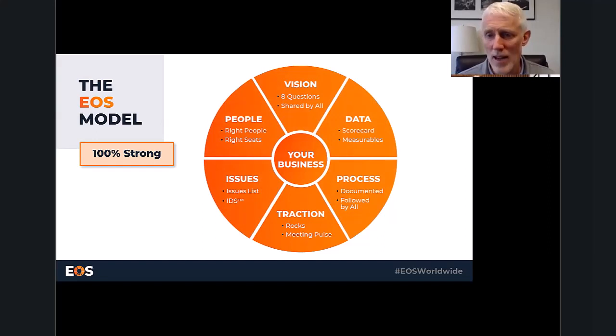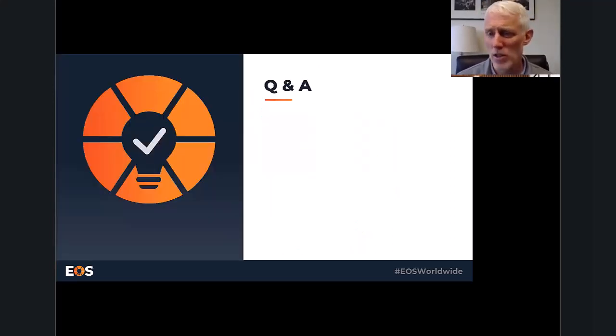Each one of these components has a tool and some disciplines, a mindset that goes with it that really helps you across the board to make sure you're clear in terms of where you're going and how you're going to get there consistently. Any questions with the model? That was a very quick run through. Anybody have anything they want to ask about it?